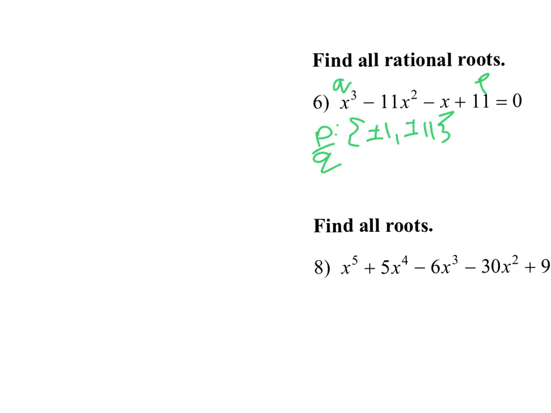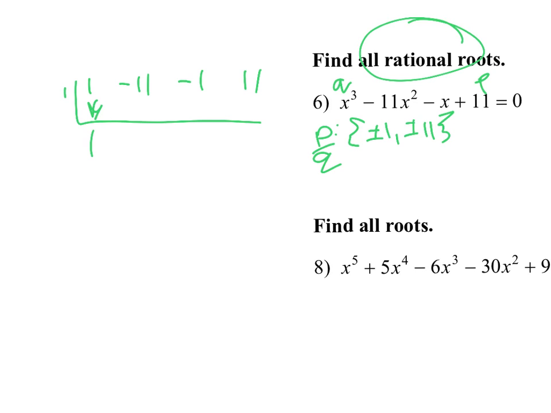So let's divide. Remember, we're looking for rational roots. Rational roots, they're just integers and fractions, okay? So let's try 1. So this is 1, this is negative 11, this is negative 11, this is 1. You bring down this one, 1 times 1 is 1, you get negative 10, you get negative 10, you get negative 11, you get negative 11. Hey, cool, 1 works, so I know x equals 1, okay?